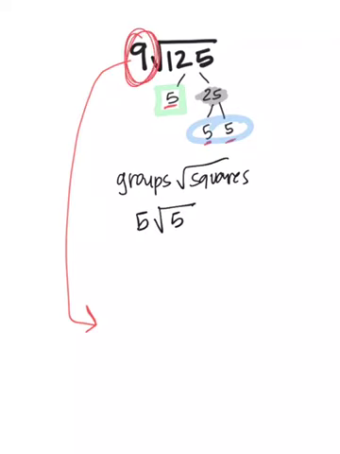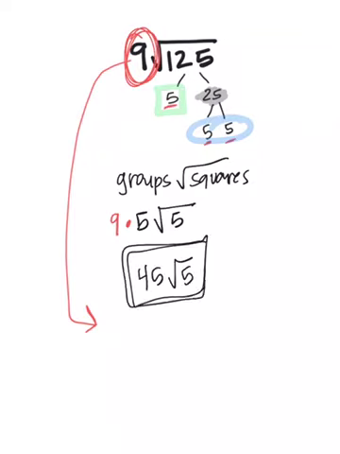And we are bringing down the 9 that's in front of the radical, and we multiply. 9 times 5 is 45, square root of 5. So 9 square root 125 reduces to 45 square root 5.